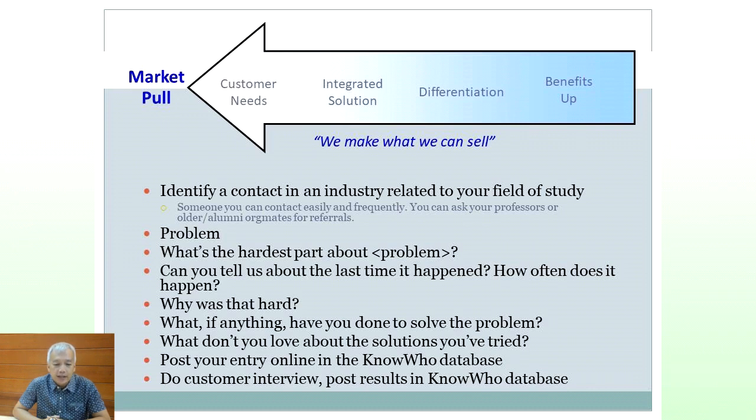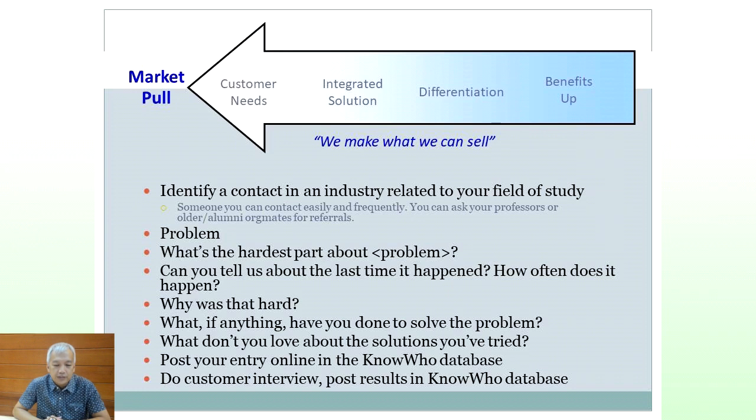And then try to get an understanding of what they've done to try to solve the problem, be it ad hoc solutions, or maybe they tried off-the-shelf or commercial solutions, and then get their reaction to those solutions that they've tried. Were they satisfied with the solution already? And if they were not satisfied, why were they not satisfied with it? In other words, what do they not love about the solutions that they have tried?